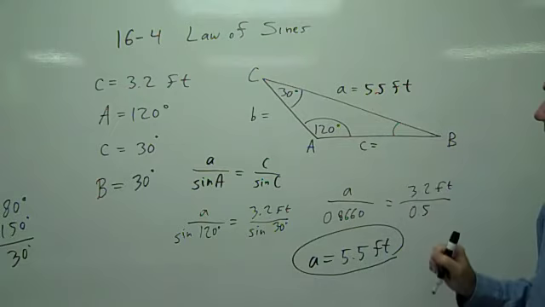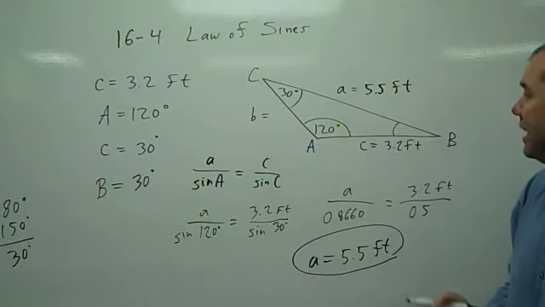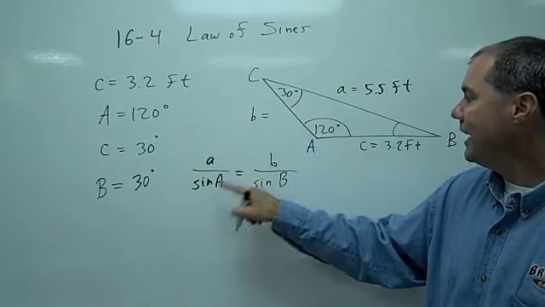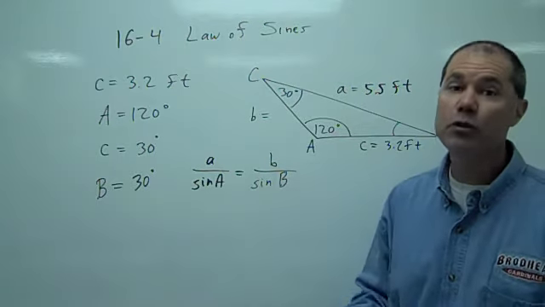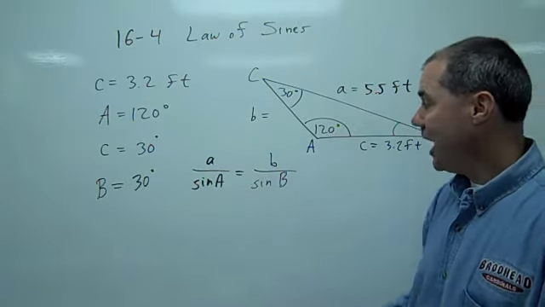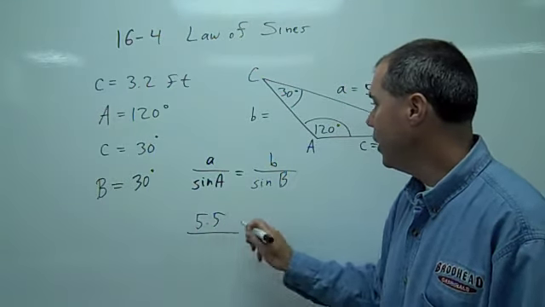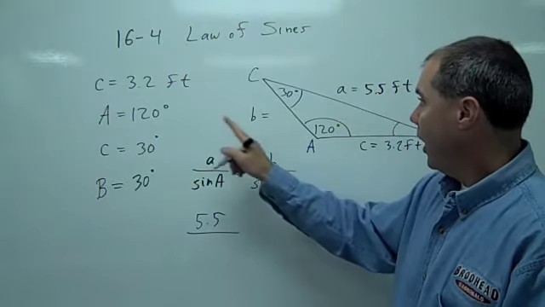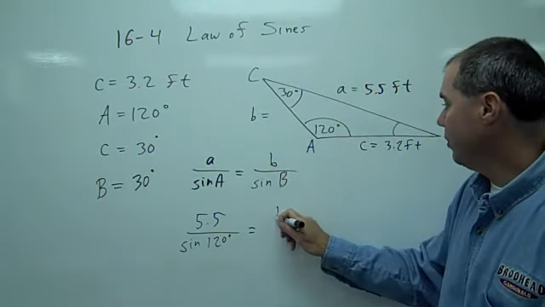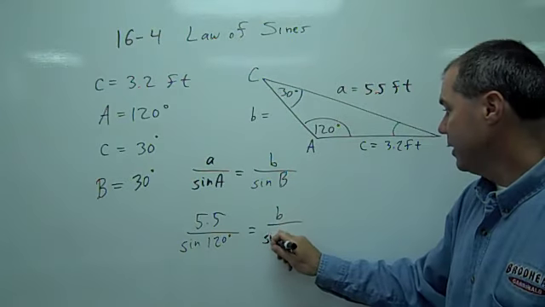To get c, well, we have c, 3.2 feet. To get b, you can use the law of sines again. Okay, we have a over sine A equals b over sine B. We could have used c over sine C instead of a over sine A. It doesn't matter. a over sine A, we already worked out. a is 5.5 feet over sine of 120 degrees equals b, which we don't know, over sine of angle B. Angle B is 30 degrees.